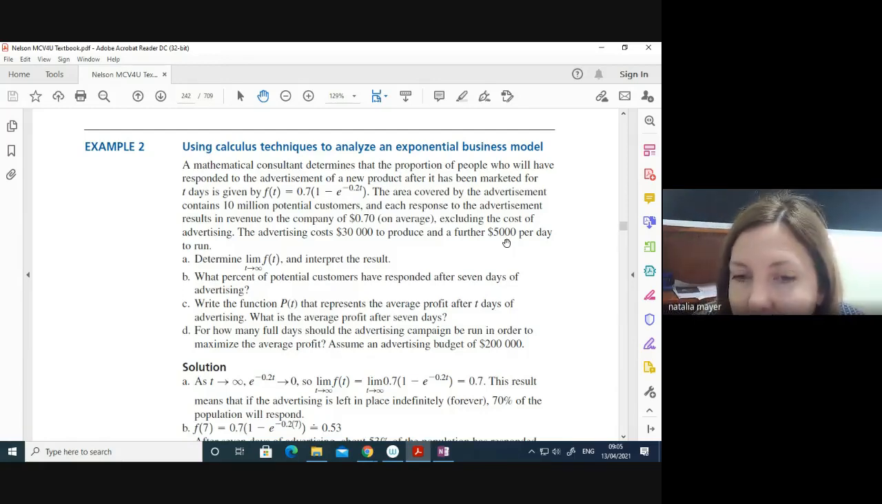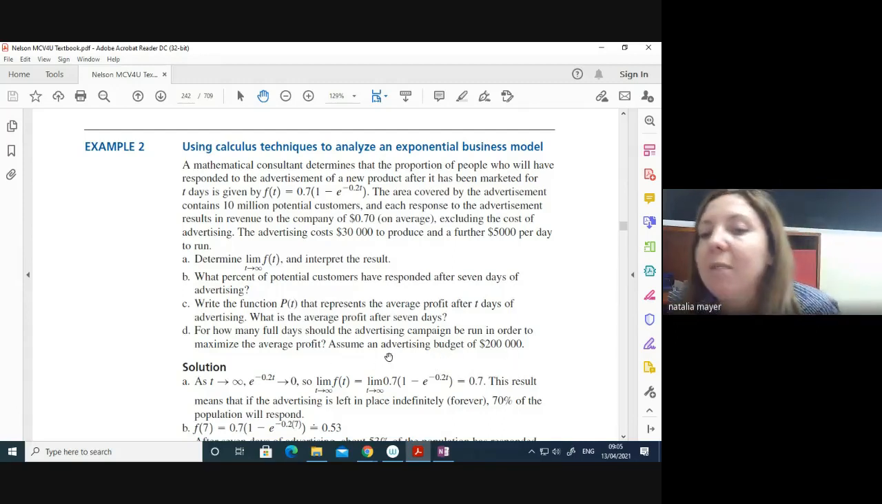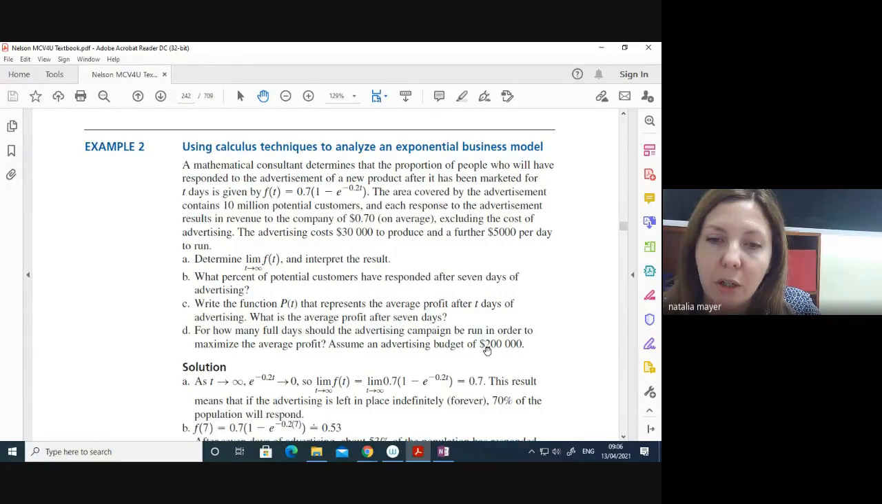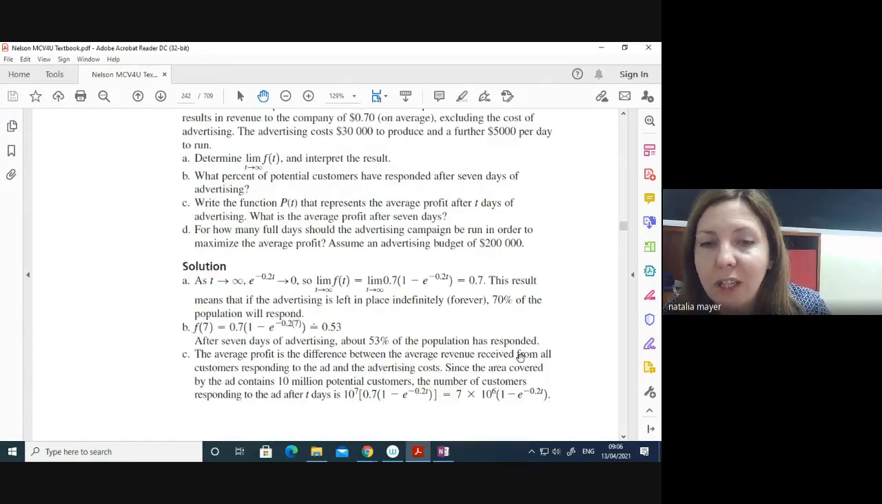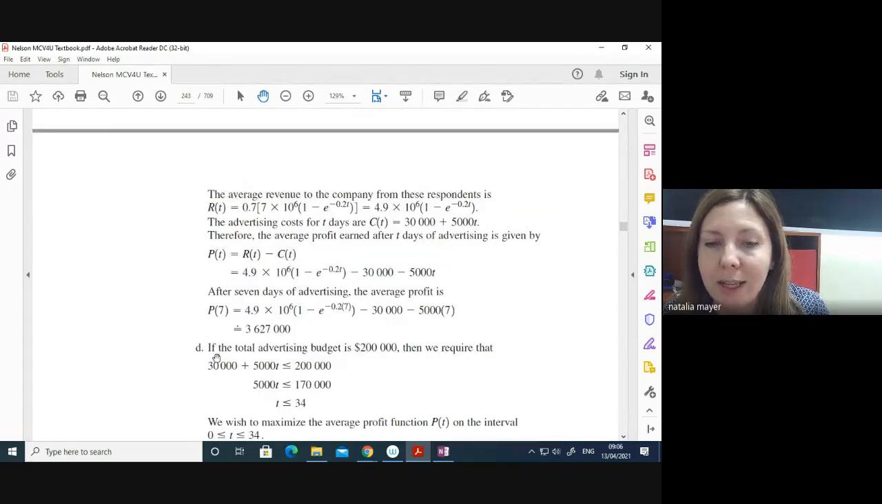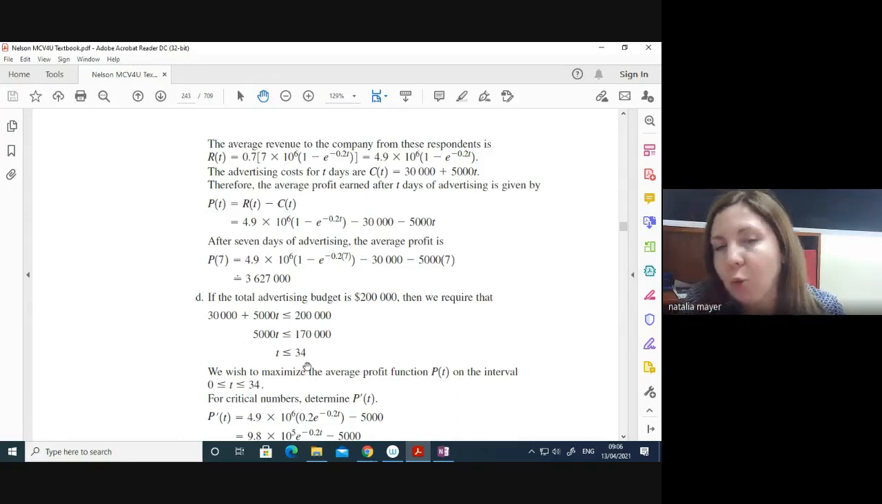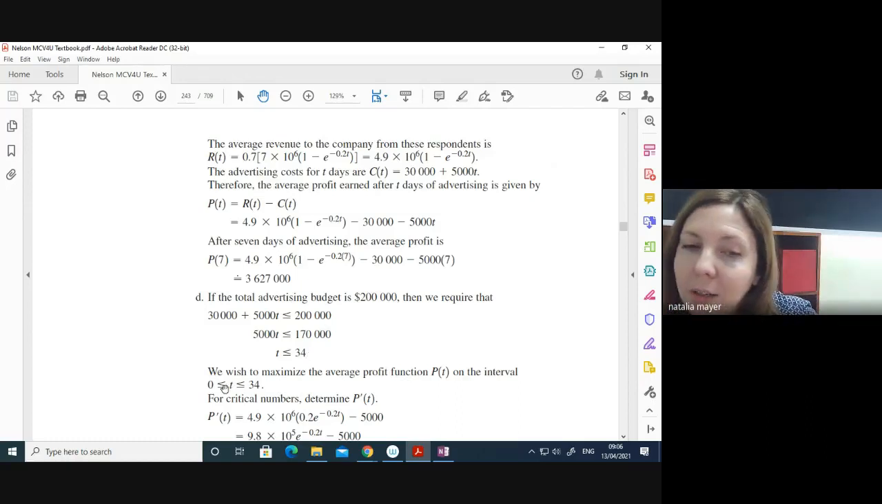Okay. There is also something else mentioned, which is the budget, right? So assuming an advertising budget is $200,000, what do you think this is telling us in terms of our algorithm? What is this information going to be useful for? The interval and the budget, right? So if this is the budget, it makes sense that we take the related costs and set them less than or equal to $200,000, because we cannot exceed this amount. So from here we solve for t, because we need to express the interval in terms of days. So we get less than 34. So the interval becomes from 0 to 34.